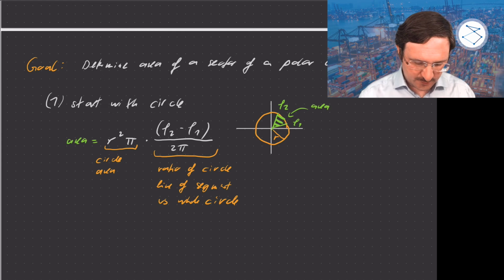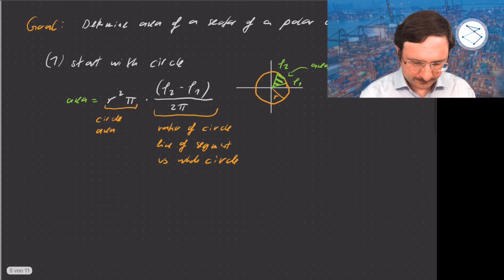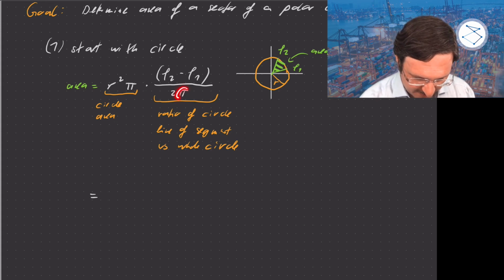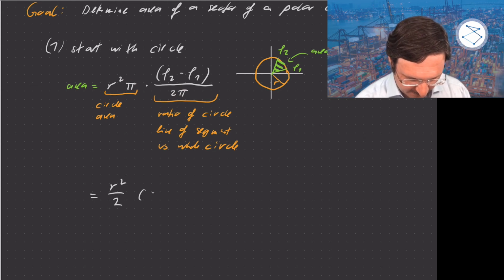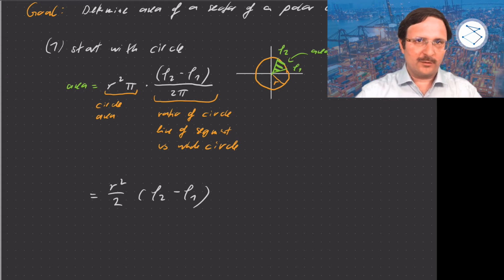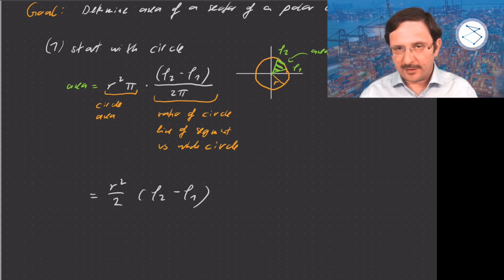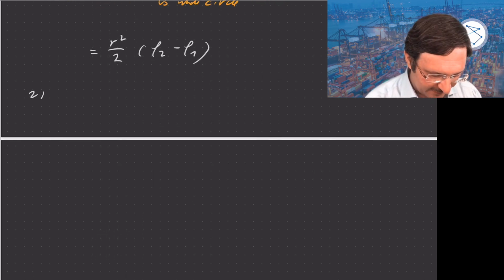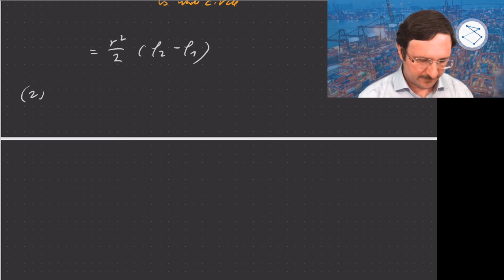And that's how we can compute the area that we want. Now to make this a little simpler, of course the pi here cancels out. So what we are left with is r squared over 2 times phi 2 minus phi 1. Now that's a simple case of a circle. Now what do we do in the more complicated case of a general polar curve?